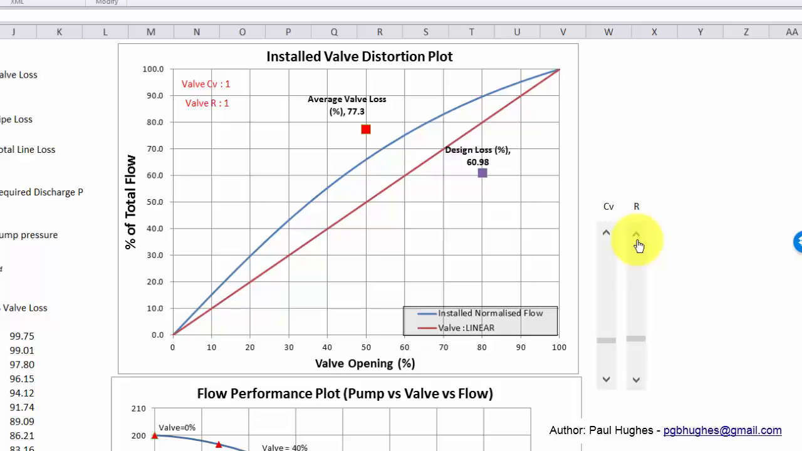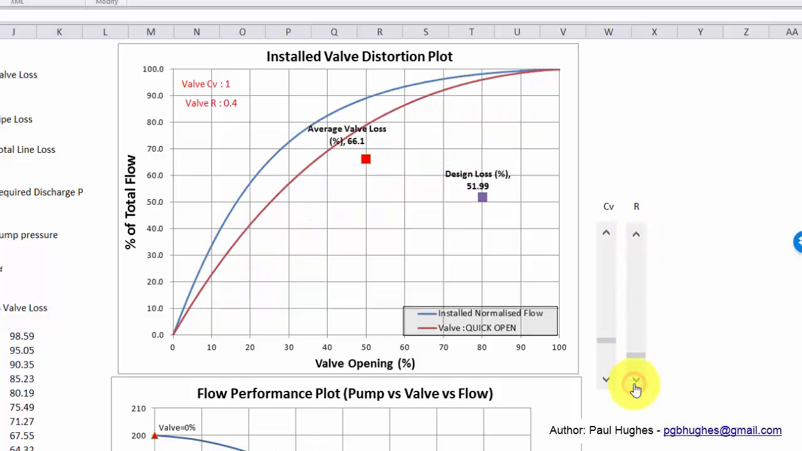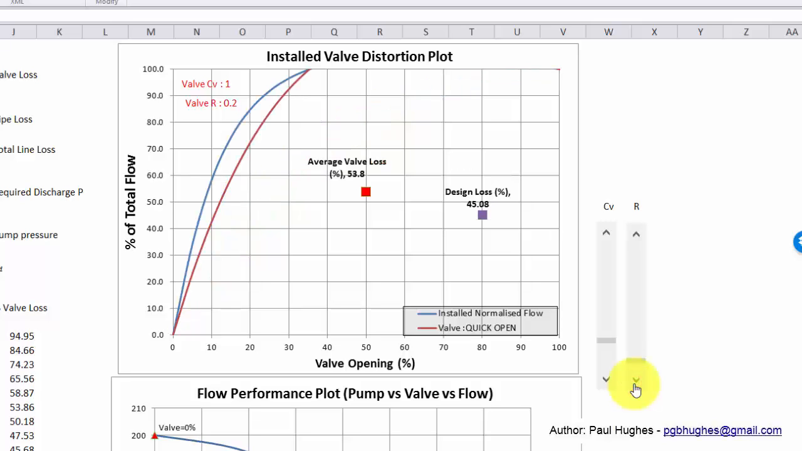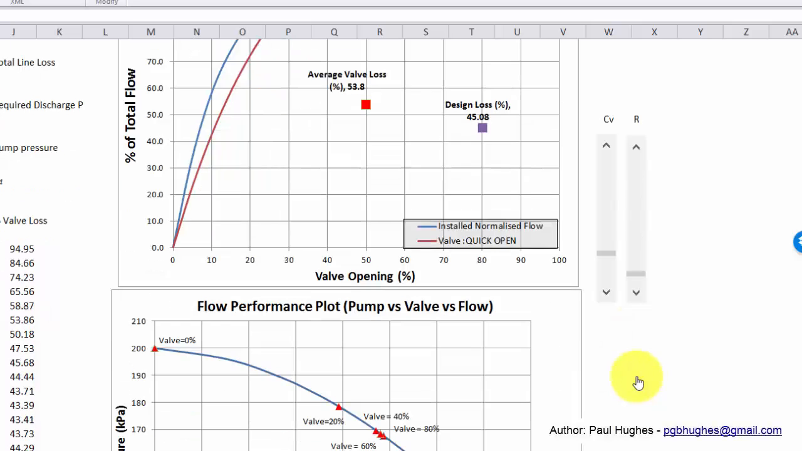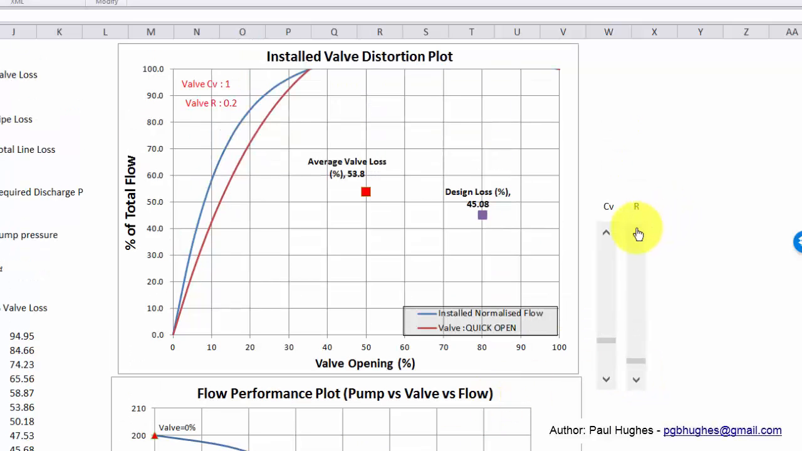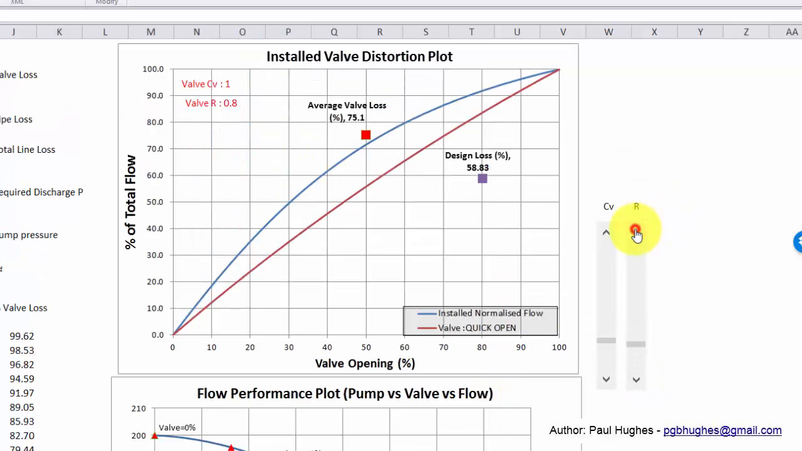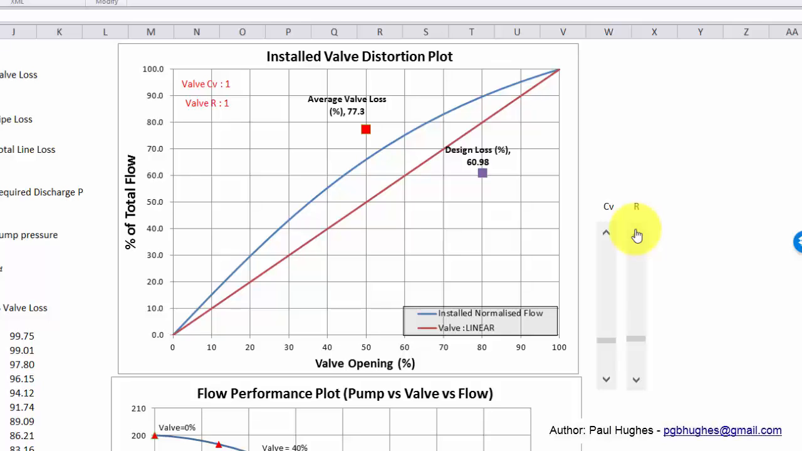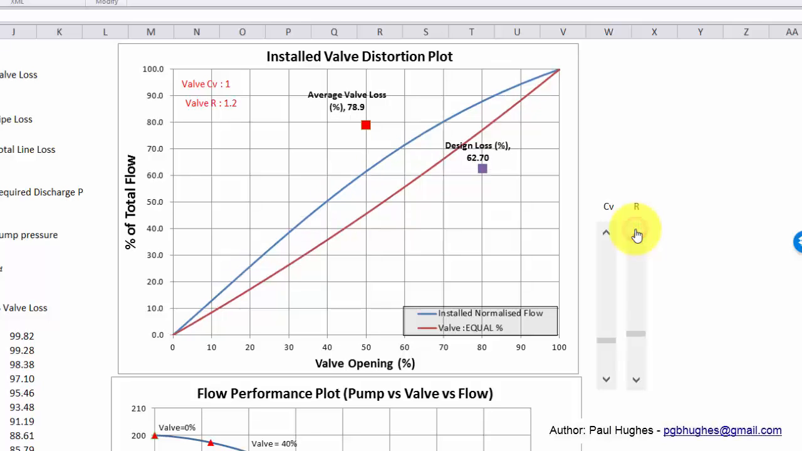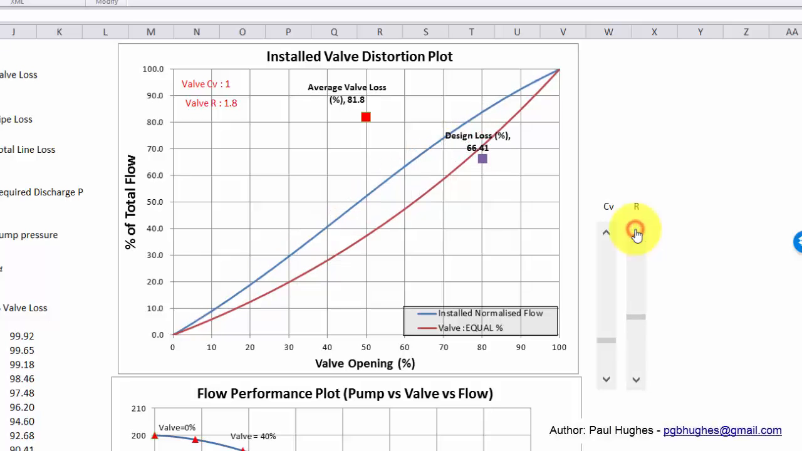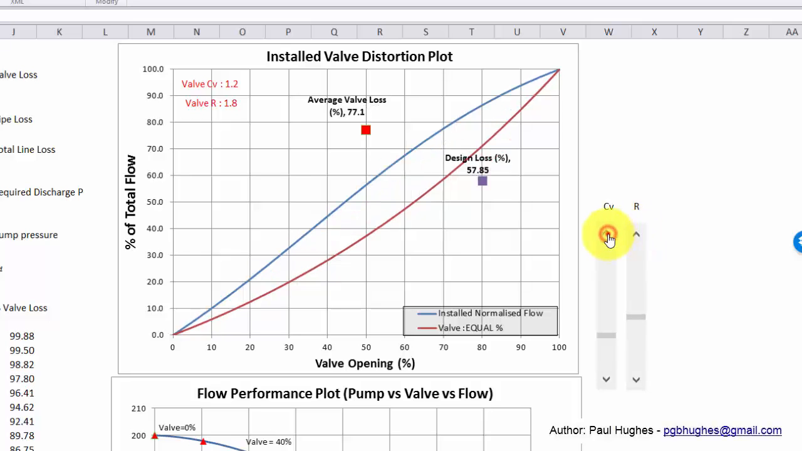Now, with an R value of 1, you get a linear characteristic. If you decrease R, it's going to become more of a quick opening characteristic. So decreasing R, you can see we're just making the whole problem even worse. Unfortunately, when we go over 100%, it doesn't solve properly. Taking R back to 1, it's a linear valve. Now if we make it equal percentage, the more equal percentage we make it, we can increase the CV.